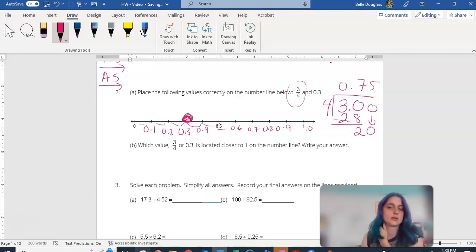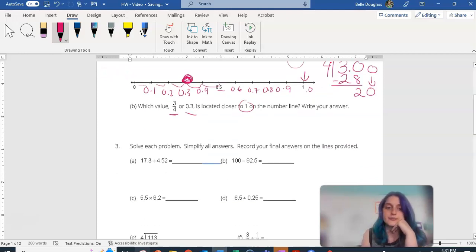So you need to decide where that goes because these are not in hundreds. So decide where that goes and then answer the question. Which of these, 3/4 or 75 hundredths, or 3/10 is closer to the number 1? Once you've graphed this other point, you should just be able to look at it and be like, well, which one's closer to that number? And then you can just write down your answer.